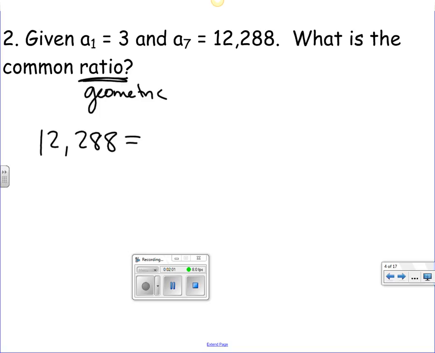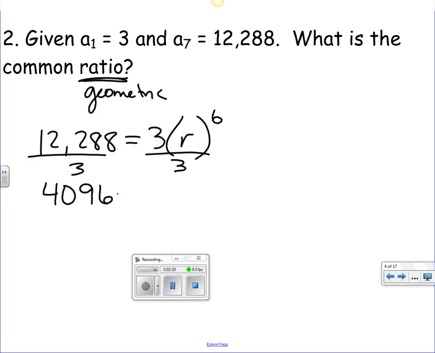Equals A1, we know, is 3. Caitlin, do we know R? Nope. And Tanner, what goes in for N minus 1? 6. Okay, good. All right, for this one we're trying to get R by itself. Samantha, what do you do first? Very good. Anybody? What is that? Did I write it right?